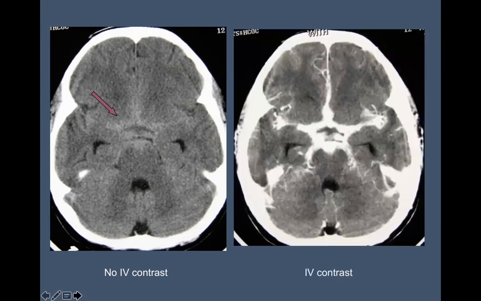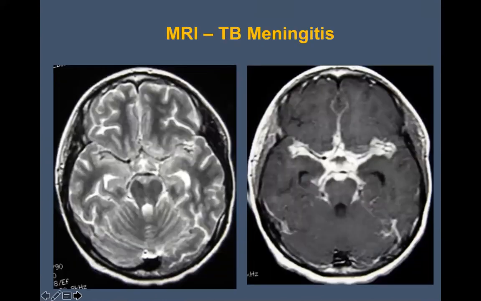But once you give IV contrast, then you will see this very profound enhancement of the meningeal spaces. And it's easier to see in the parafalcine areas and around the base of the brain than it really is around the peripheral portions of the meningeal space. So that's really where you should look if you're looking for that type of tuberculous enhancement. And there aren't many types of meningitis that really give you this profound degree of enhancement.